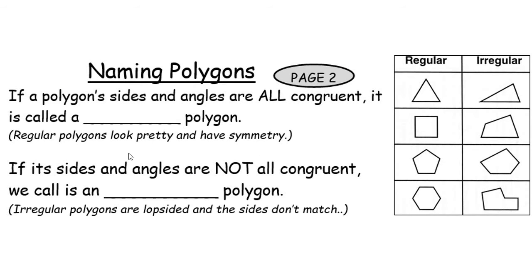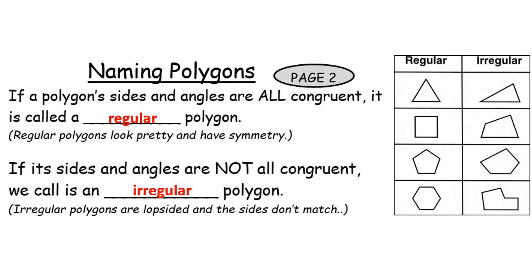Now let's look at some specific names of polygons. First of all, in general, if a polygon's sides and the angles are all congruent or equal, then it's called a regular polygon. These guys look really pretty. They have nice symmetry to them. If the sides and angles are not all congruent, then we call it an irregular polygon. And those are the ones that are lopsided.